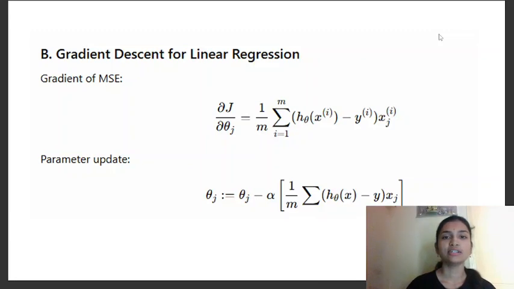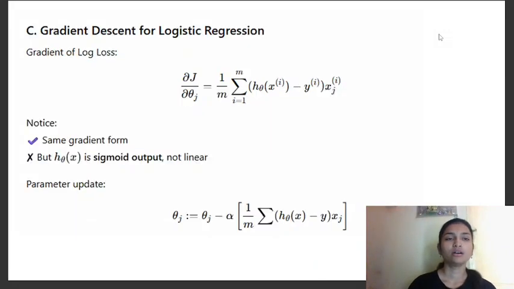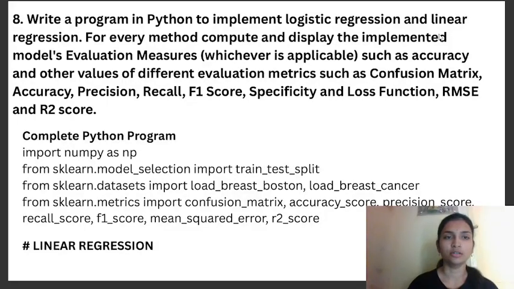Gradient descent for linear regression. Here is the gradient of the MSE formula and the parameter update formula. Now see gradient descent for logistic regression, the gradient for log loss. Here is the formula. What we noticed is that it has the same gradient form, but h theta x is a sigmoid output, not linear. Okay, parameter update. And here is the formula.